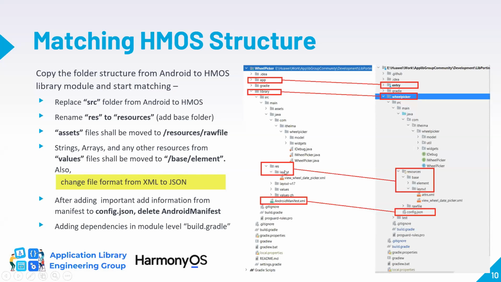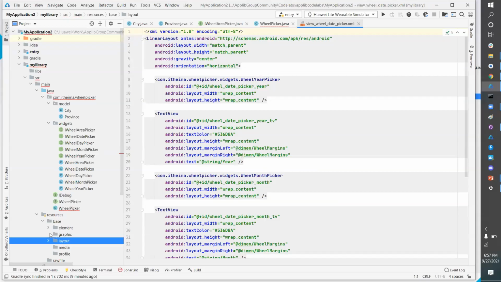Then RES had a folder layout, directly, just an immediate child, and then we had this layout as an XML file. In our case, in Harmony, RES we will find as resources. And then we have one more folder, which is base. We don't need to create it, because when we created the sample library, we already have it over there. We'll just keep in mind that while copying this XML file, we will not copy it directly, but we will copy it in this layout folder. So that's what I did over here.